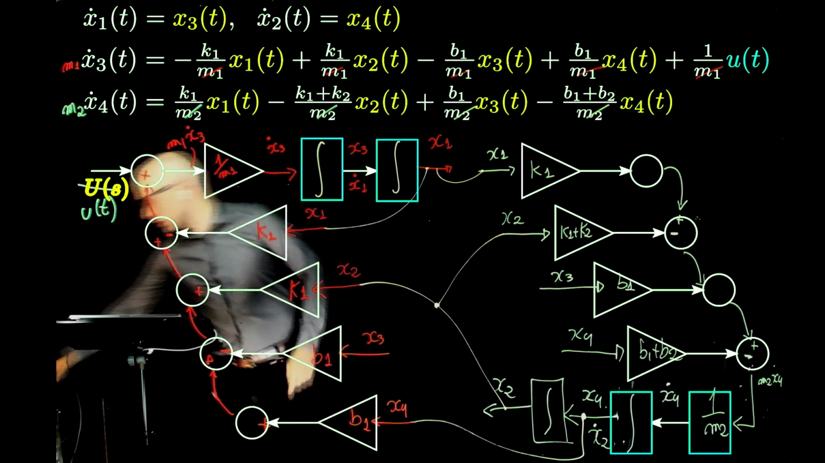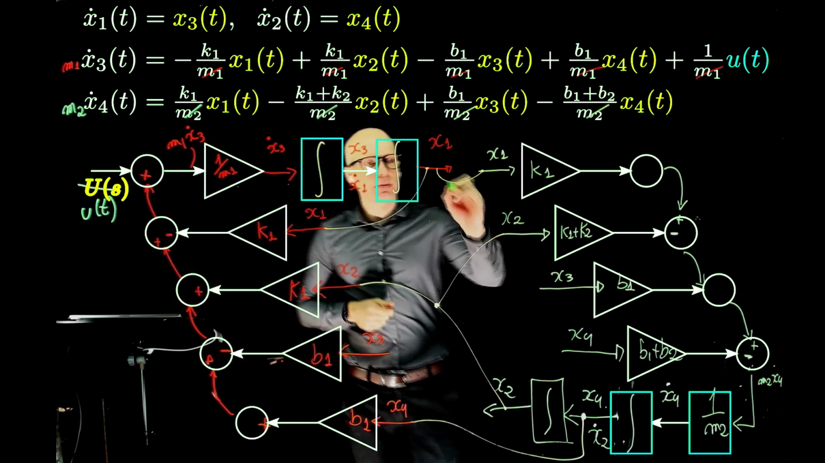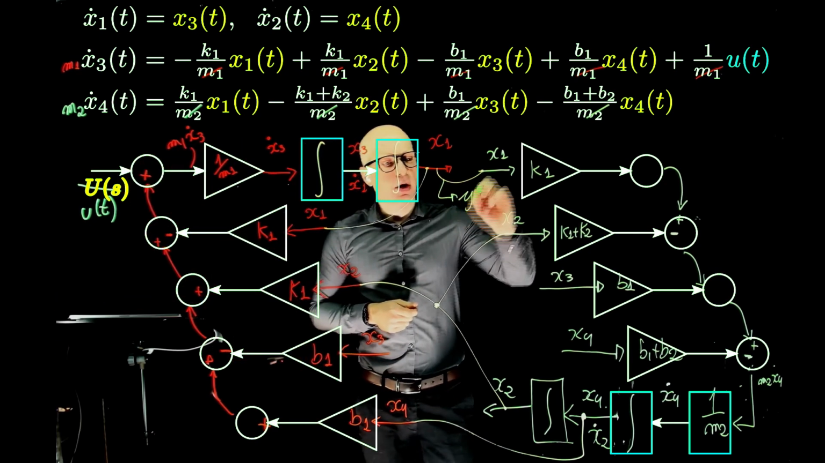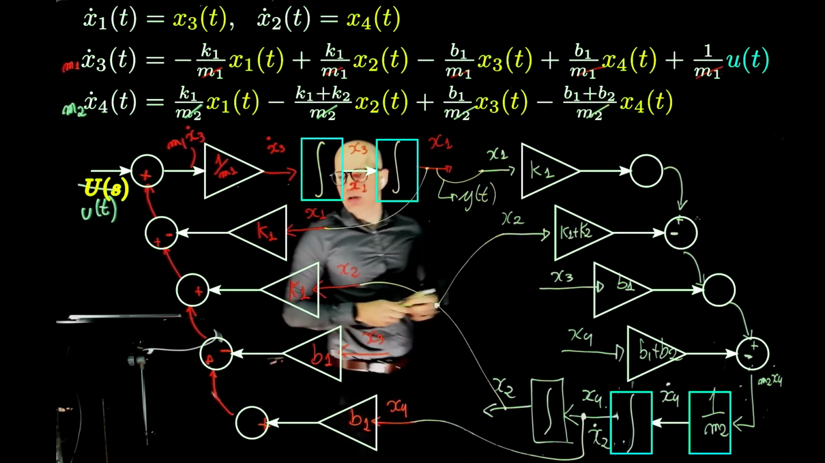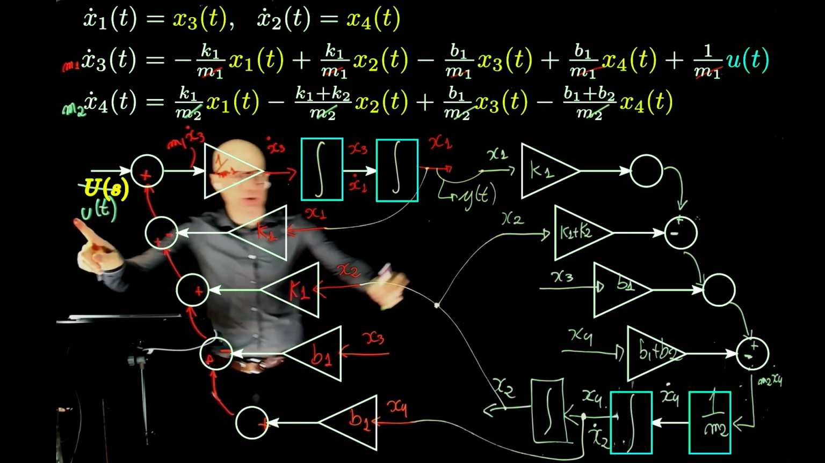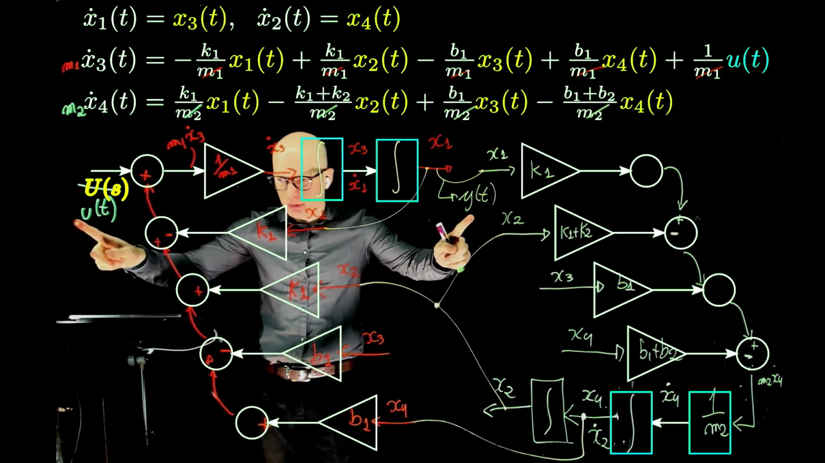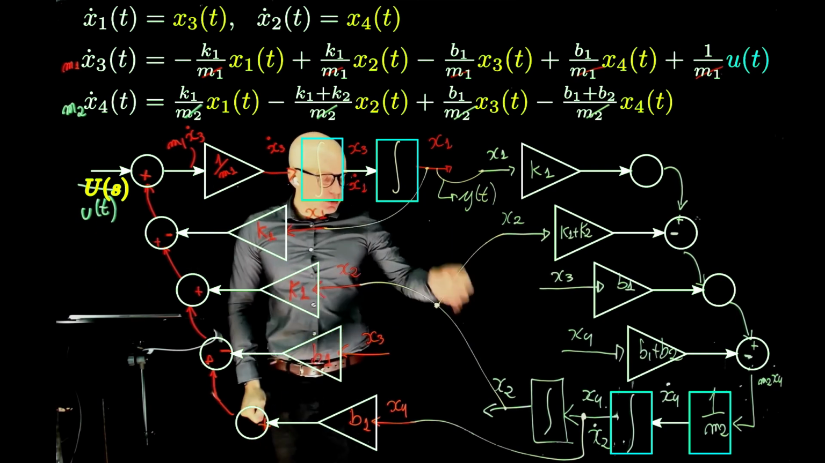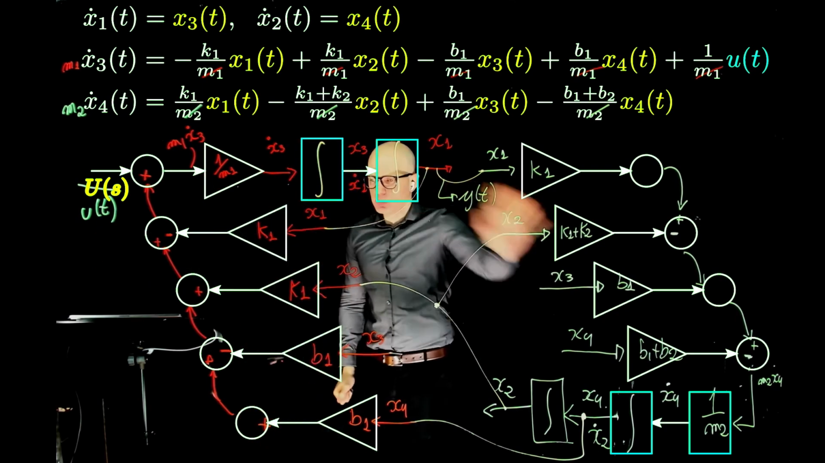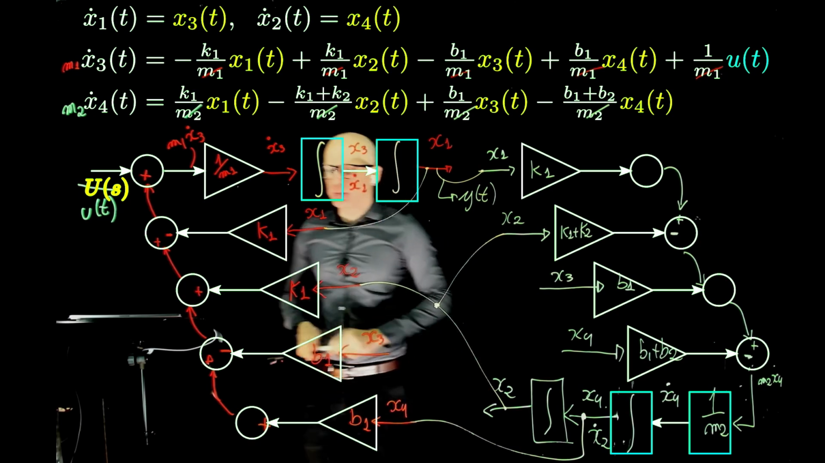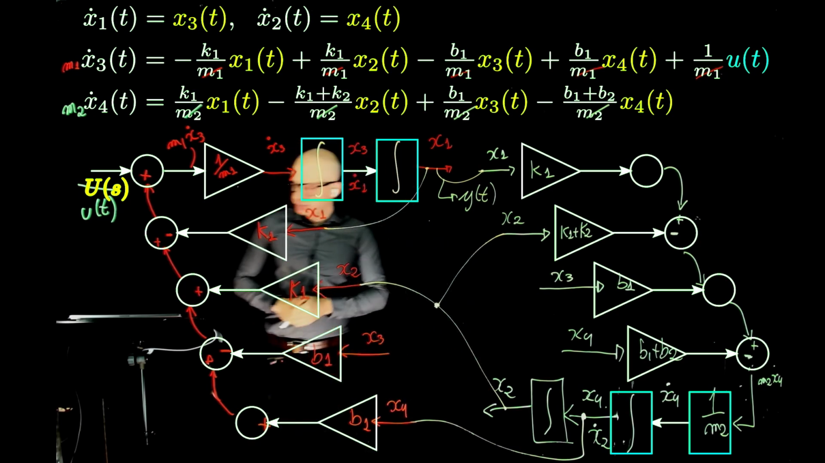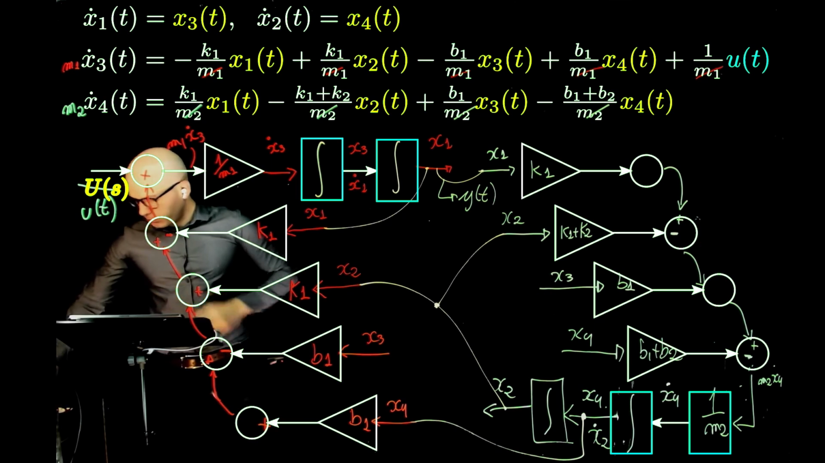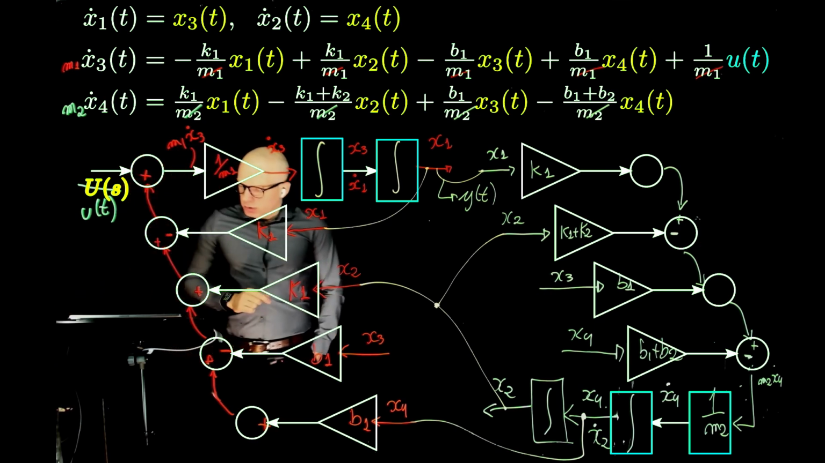We could write this. It's y of t. That's the output. Input is here. Output is over there. What else do we have? We have the speed and position for each mass. We know where they are. I can just probe them there. Any questions?